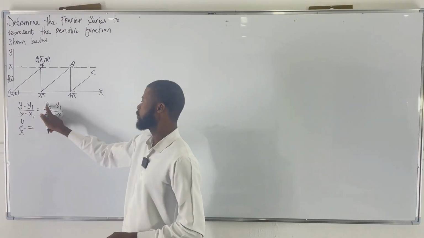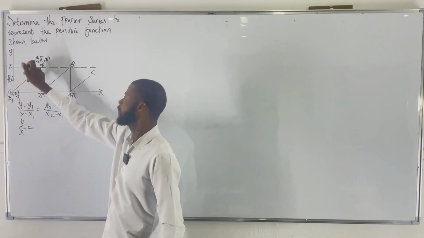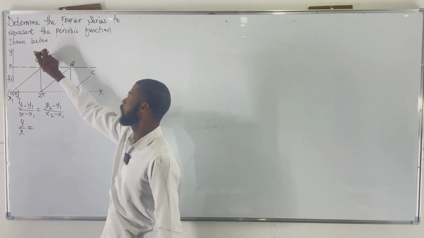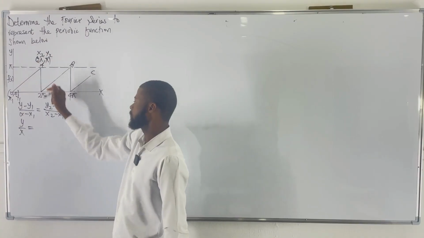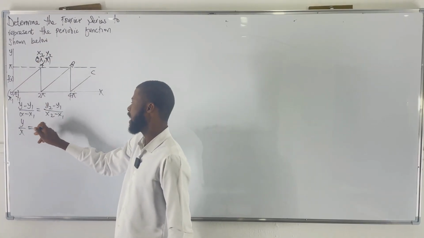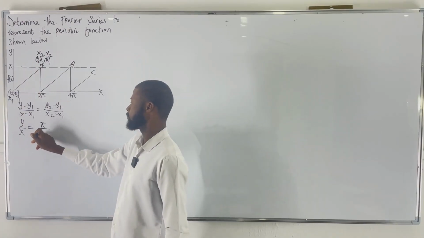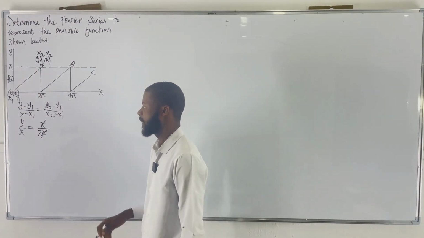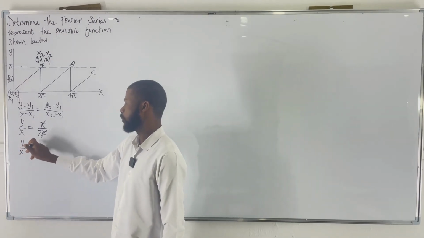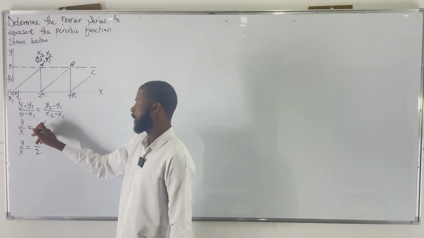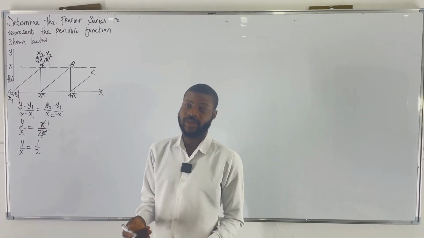Equal to, now what is y2? If this is x1, y1, this will be x2, y2. So x2 is 2 pi, y2 is pi. So we have pi over 2 pi. Now pi can cancel out pi. So this means we have y over x equal to 1 over 2, because when pi and pi cancel, there will be a 1 at the top remaining.